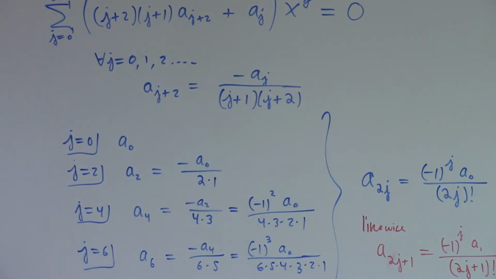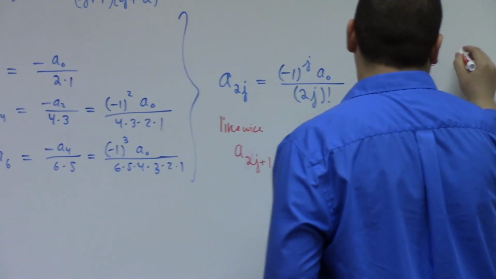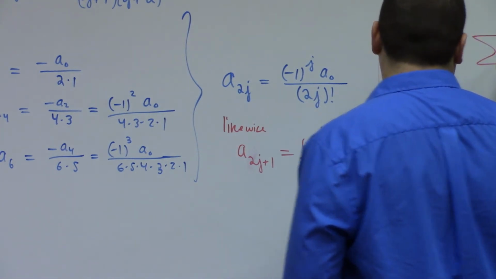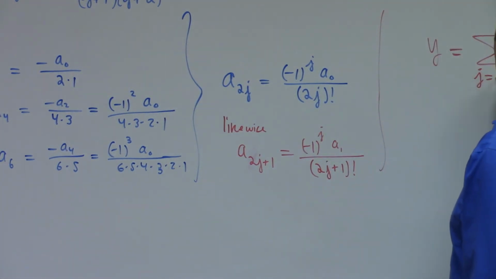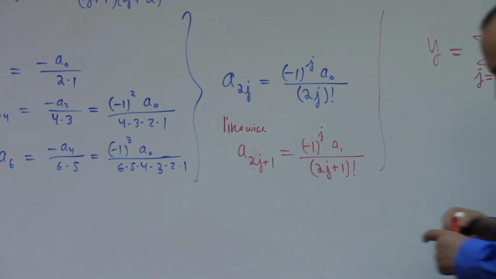So you see what we have then. Put it all together. What is our solution? y is equal to a sum, j equals 0 to infinity of a sub 0 minus 1 to the j over 2j factorial, plus the sum j equals 0 to infinity a sub 1 minus 1 to the j over 2j plus 1 factorial. Oh, and I'm missing something. What am I missing? Kind of very important stuff I'm missing right now in these formulas.